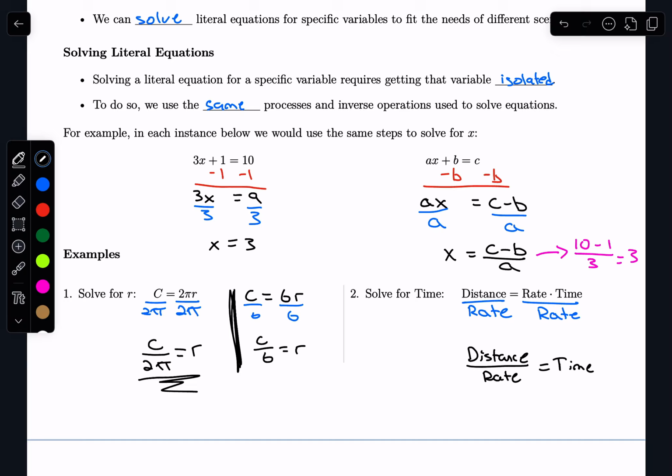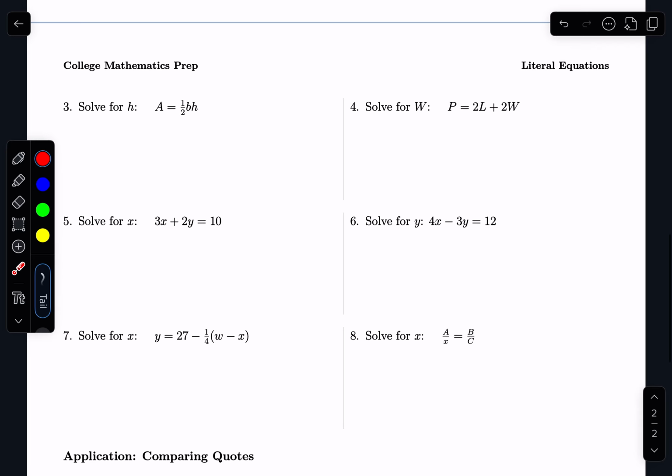So we now have that time is written in terms of distance and rate. In this case, we have two variables. Time is written in terms of distance and rate. In the original part, where we had distance equals rate times time, we would have said that distance is written in terms of rate and time. All right, moving on to the next page.